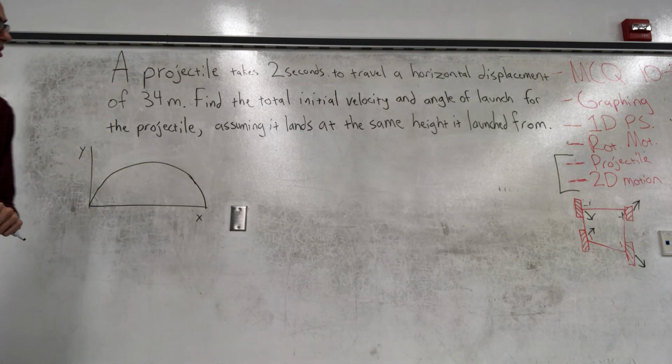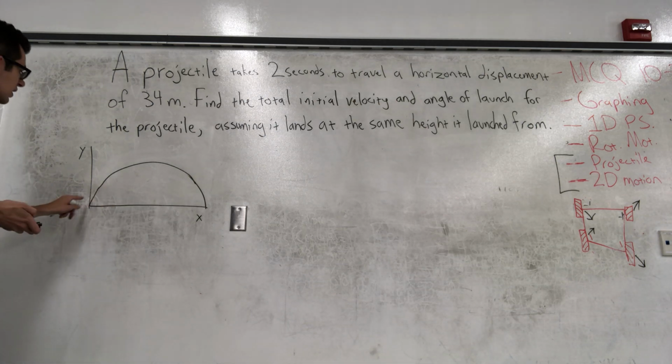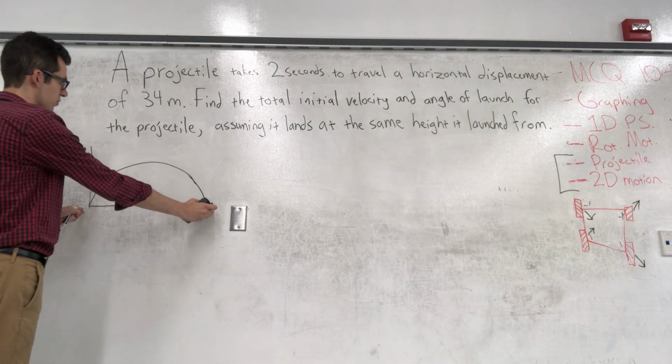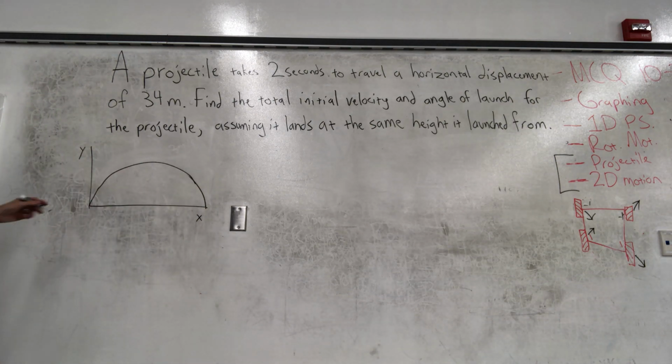A projectile takes 2 seconds to travel a horizontal displacement of 34 meters. Find the total initial velocity and angle of launch for the projectile, assuming it lands at the same height it is launched from. So we have a picture here. Here's our horizontal displacement, so we are going 34 meters to the right, and we know that this takes a total time of 2 seconds.